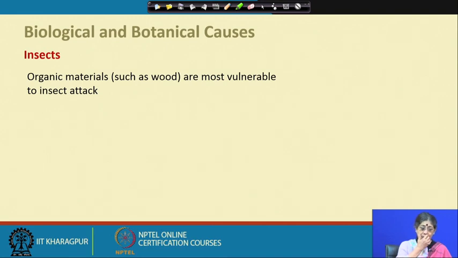Let us come to another thing, the insects. Especially the organic materials like wood are most vulnerable to insect attack. Many of our historic structures have timber components, either in beams, rafters, or different types of furniture and joinery. So, insects of varied types can cause damage.